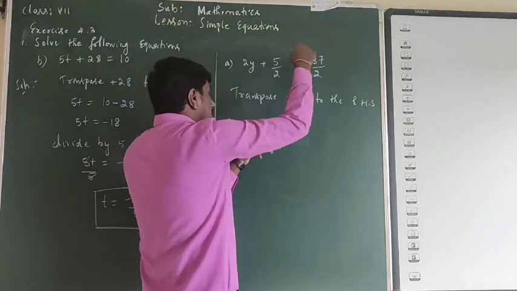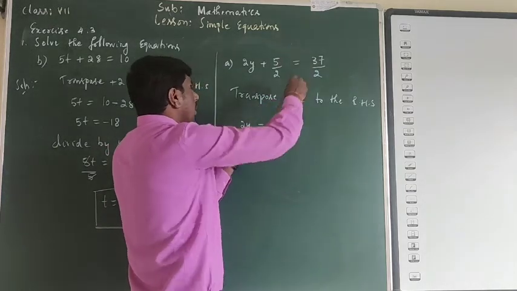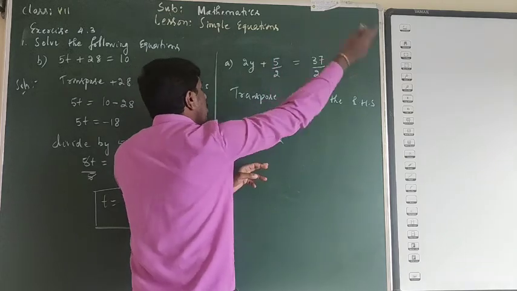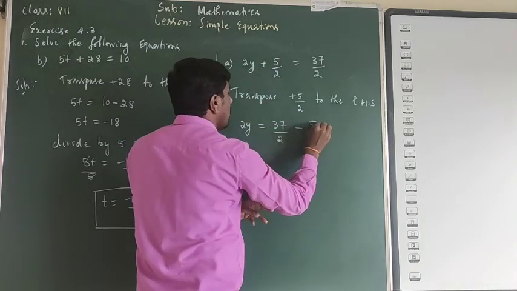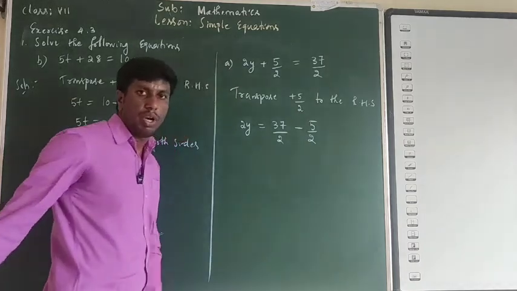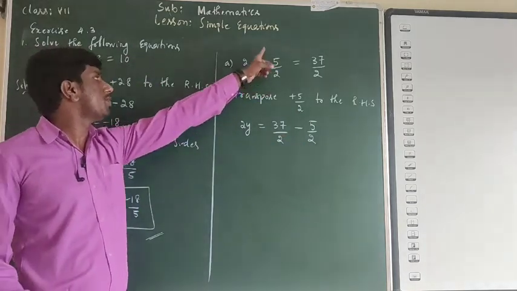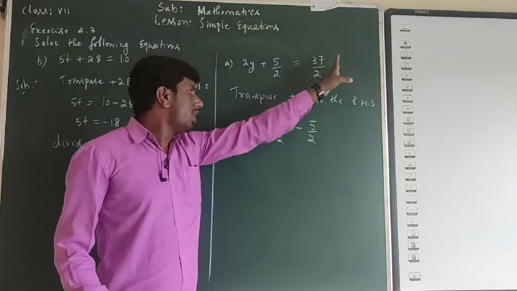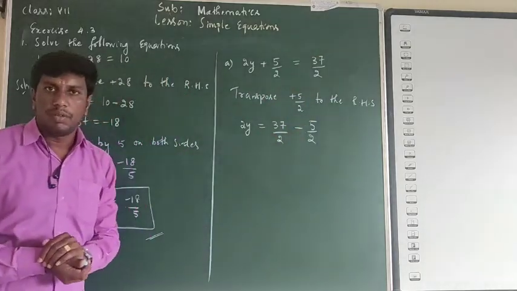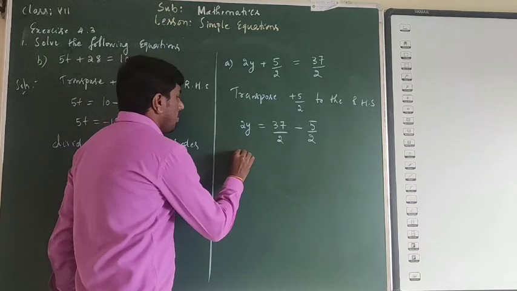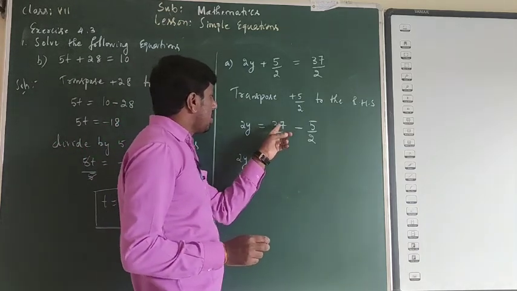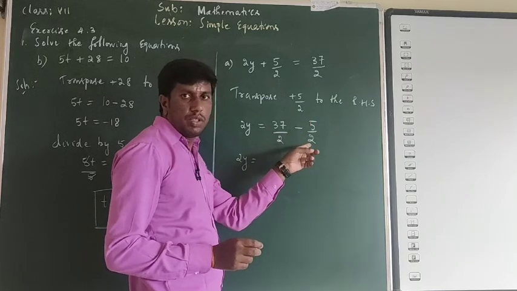Plus 5 by 2 transposed to the other side, that I will not write in the LHS. But in the RHS I have 37 by 2 in the previous equation, I am writing as it is. Now plus 5 by 2 transposed to the other side will become minus 5 by 2. Clear? Why is it minus 5 by 2? Because here it is plus 5 by 2, and I am transposing from LHS to the RHS. Therefore, it will become minus 5 by 2. Clear?